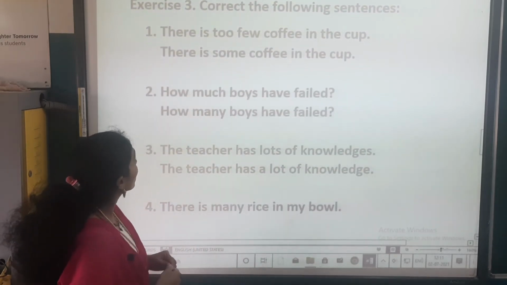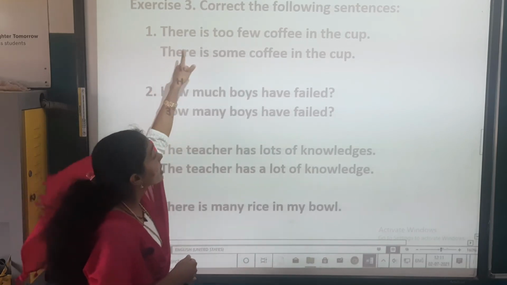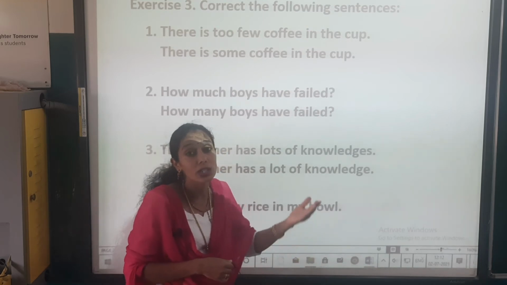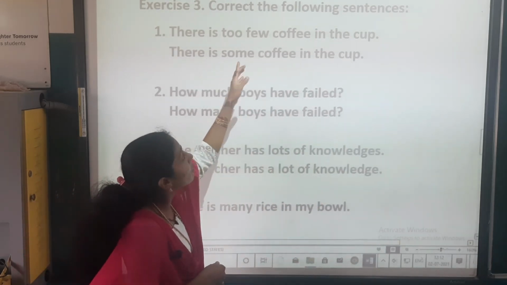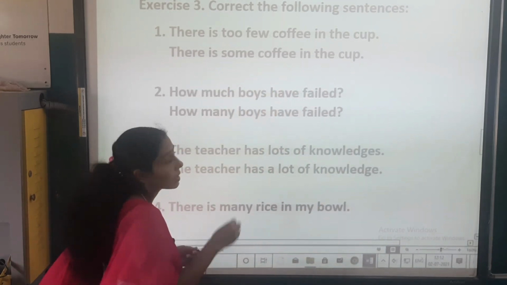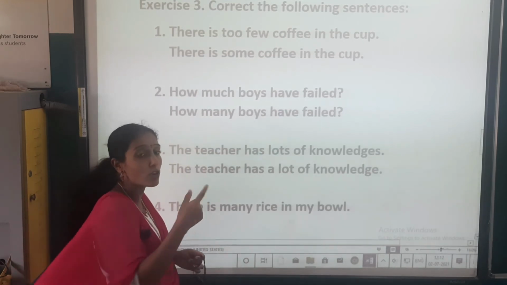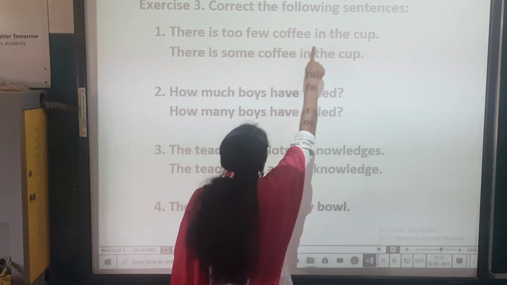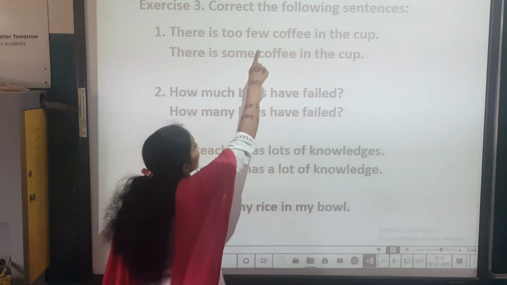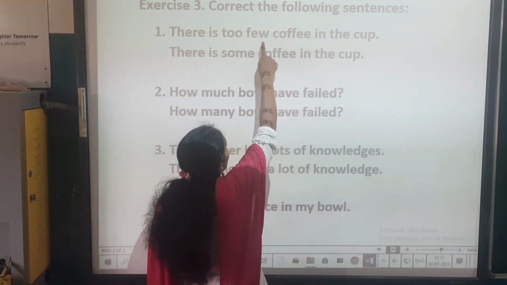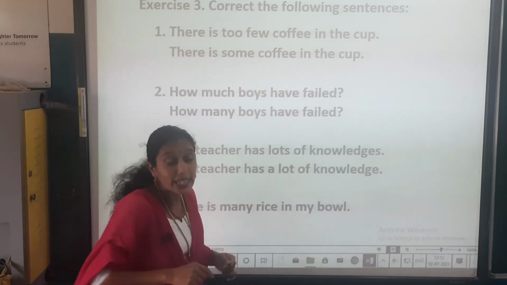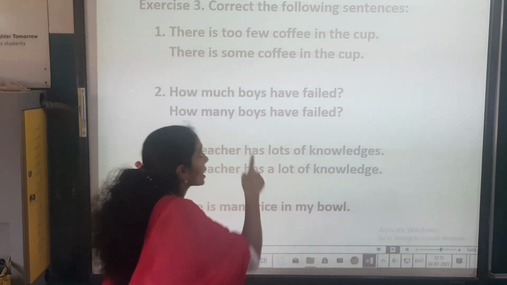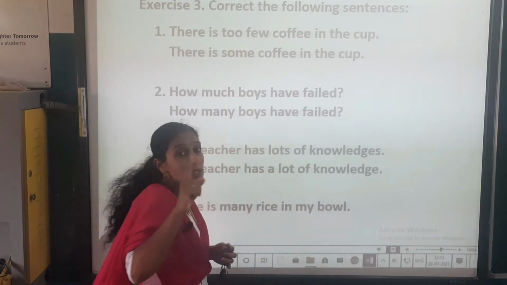Now look here, children. The sentences are given, but you have to rewrite those sentences in the correct way, or you can say correct the sentences. There are some mistakes in the sentences, so you have to correct them. First one: there is too few coffee in the cup. Do we say few coffee, few tea? No. So the word that is used here is wrong.